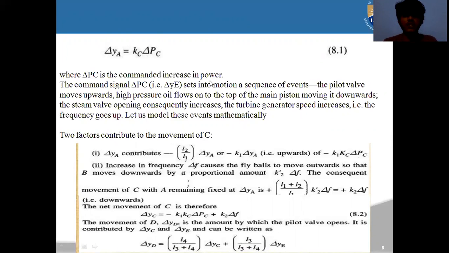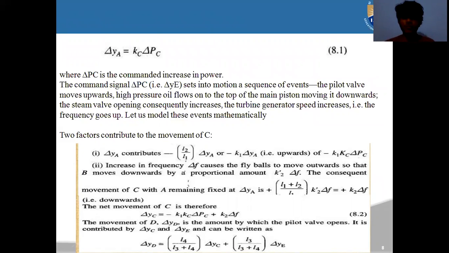So the change, that is delta Ya equals Kc into delta Pc, where delta Ya is the change in generator, and delta Pc is a commanded increase in power. The commanded signal, that is delta Pc, which is also written as delta Ye, sets into motion a sequence of events. The pilot valve moves upwards, high pressure oil flows onto the top of the main piston, moving it downwards. The steam valve opening consequently increases. The turbine generator speed increases, that is the frequency goes up.